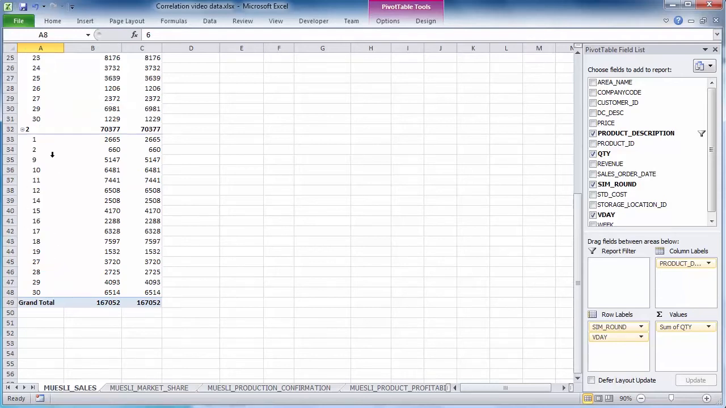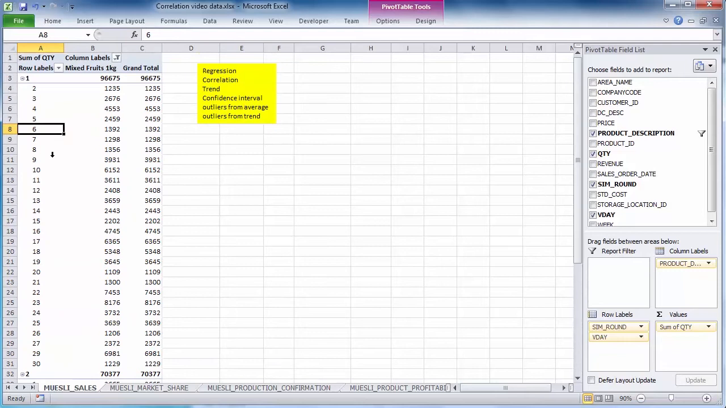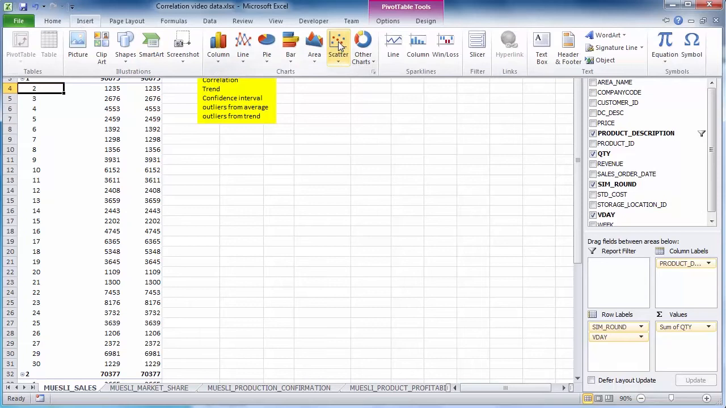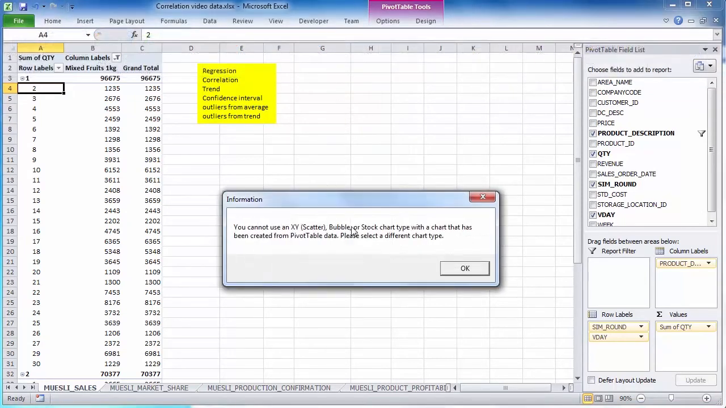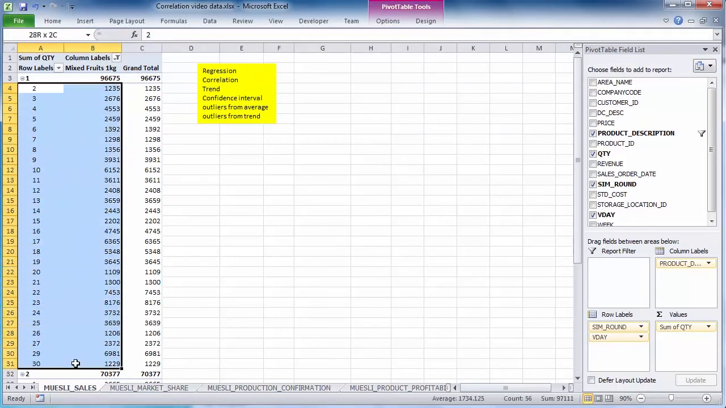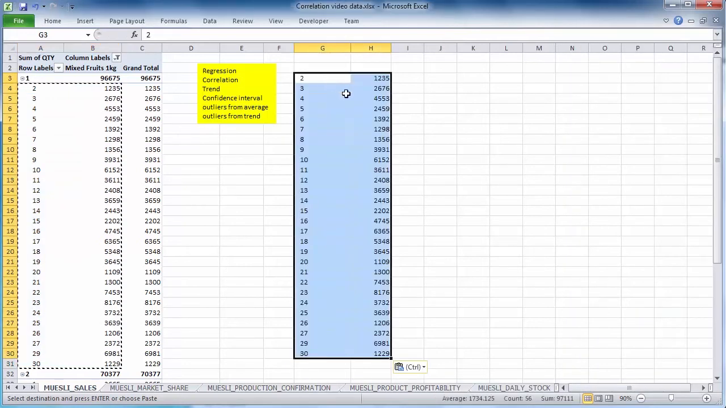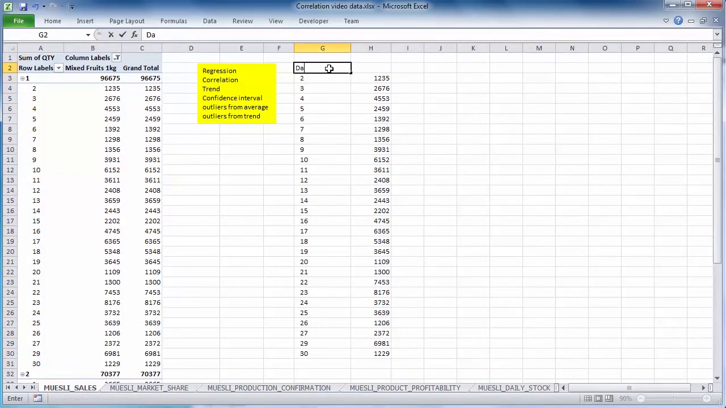If I did this just as a column chart, the trend wouldn't be right because it's assuming that each one is equally spaced. These are all pretty equally spaced, but I can't insert a scatter chart in a pivot chart. So I'm going to copy and paste this over here. This is the date or the day, and this is the quantity sold that day of the mixed fruits.